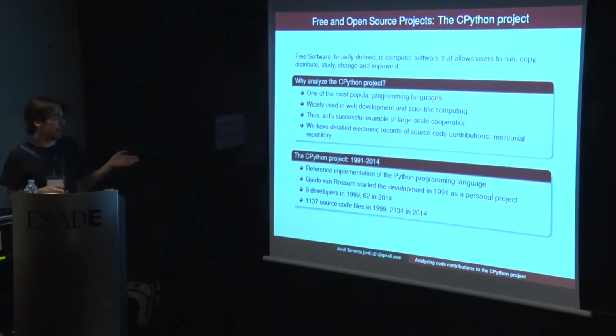I guess that everybody here knows the CPython project is the reference implementation of the Python programming language. It was started in 1991 as a personal project of Guido van Rossum, and 9 developers were contributing to the source code in 1999, and 62 developers in 2014. It is a pretty big and complex project, as you can see: there were more than 1,000 source code files in 1999 and more than 2,000 in 2014.